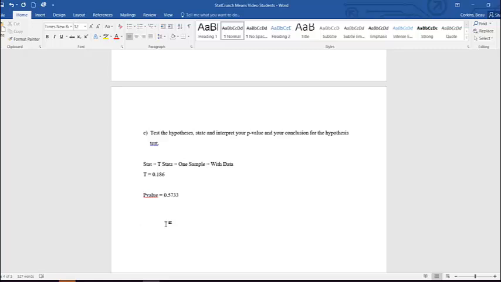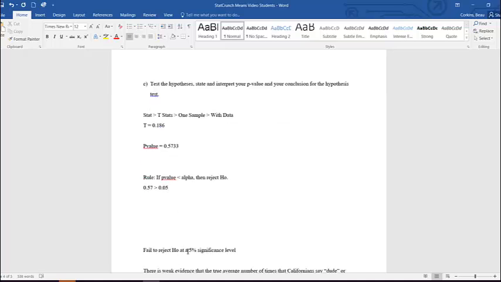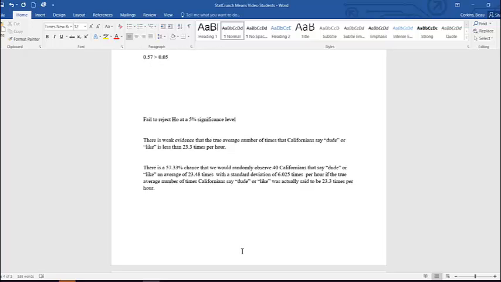Let's start with our decision. Remember the rule: if the p-value is less than alpha, then reject H0. In this case, 0.57 is greater than our standard 5%. Hence, I'm going to fail to reject H0 at a 5% significance level. Then I state there is weak evidence that the true average number of times that Californians say "dude" or "like" is less than 23.3 times per hour.